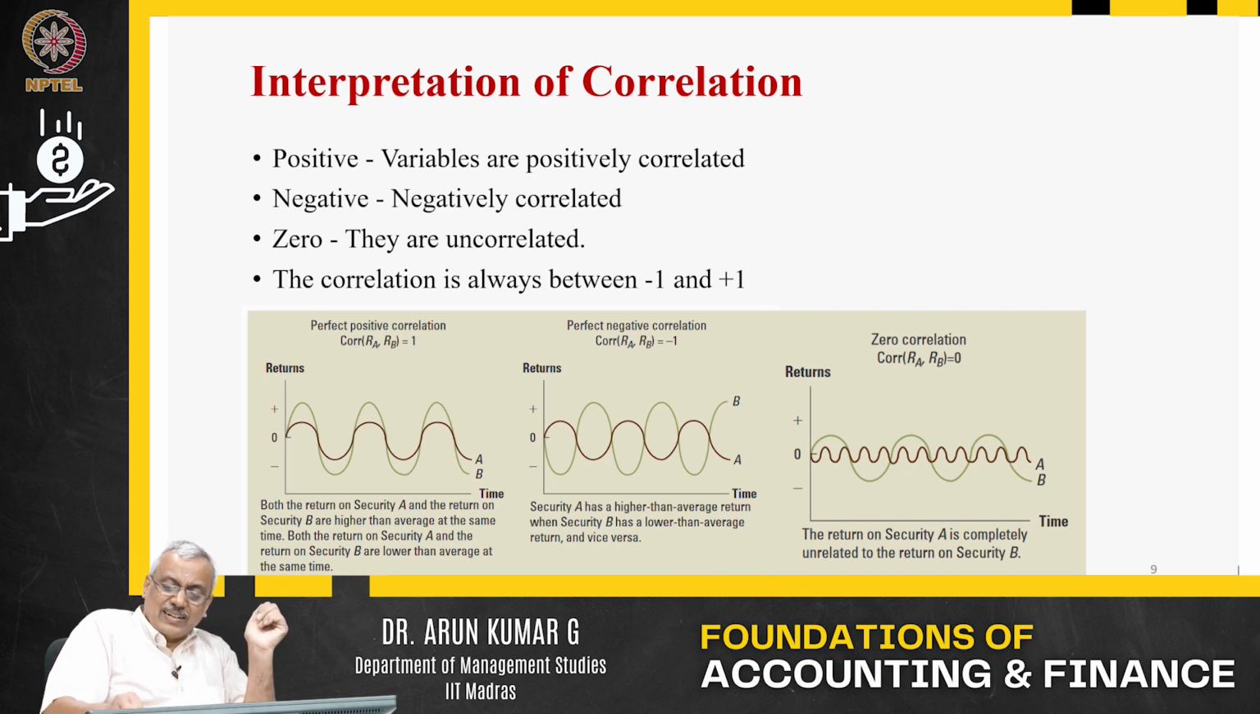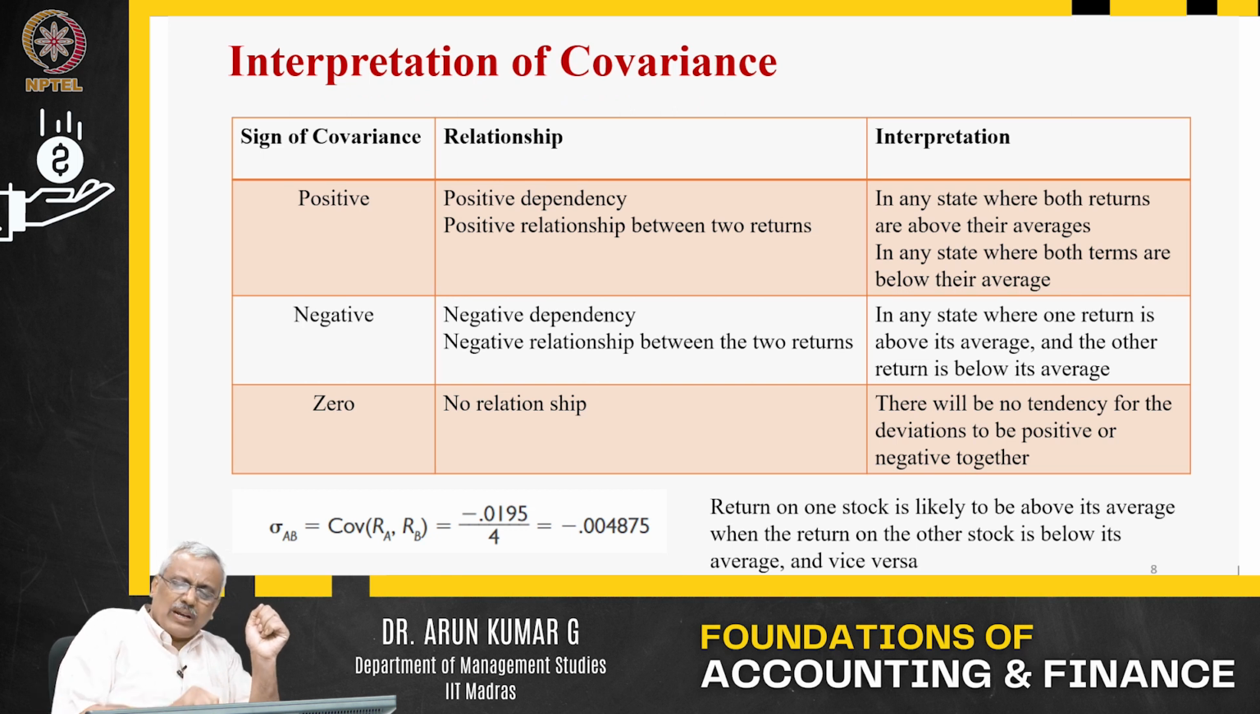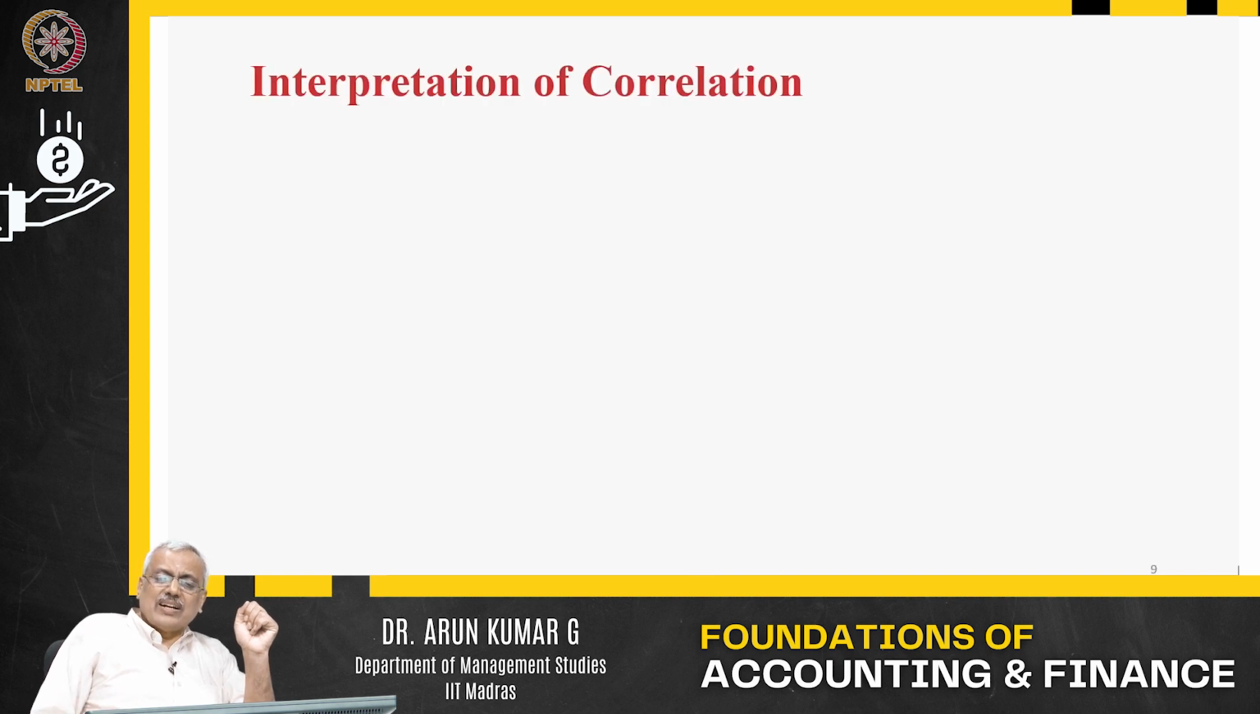In this case, the return on security A is completely unrelated to the return on security B. In the second case, security A has a higher than average return when security B has a lower than average return. In the first one, the returns of security A and security B are higher than average at the same time or lower than average at the same time. In the negative case, covariance is negative: the return of one stock is likely to be above average when the other is below average, and vice versa.